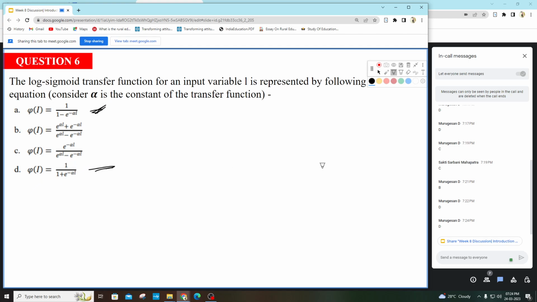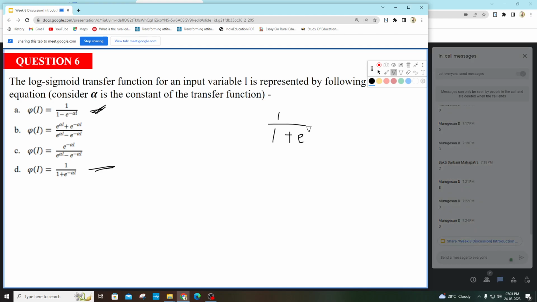So what happens is that you have to learn that it is 1 by 1 plus e to the power minus alpha L, right? And the one that is your doubt is 1 by 1 minus e to the power minus alpha L. So always what I say is, you memorize the tan sigmoid transfer function. Which among the two is your tan sigmoid function? None of the two is the tan sigmoid function.